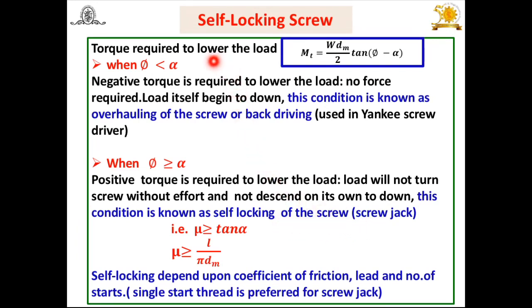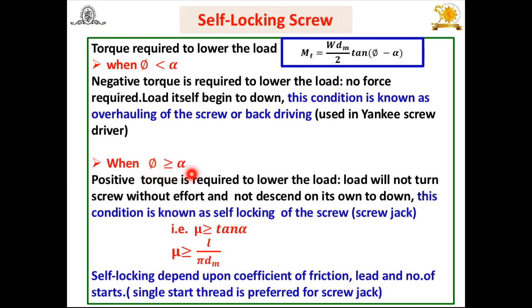So you will get an idea from the torque required to lower the load: if phi is less than alpha, it is an overhauling condition, and if phi, the friction angle, is greater than the lead or helix angle, this is the self-locking case. But what is phi? So here, tan phi is equal to tan alpha.